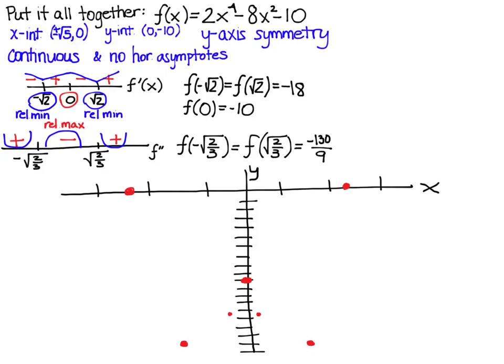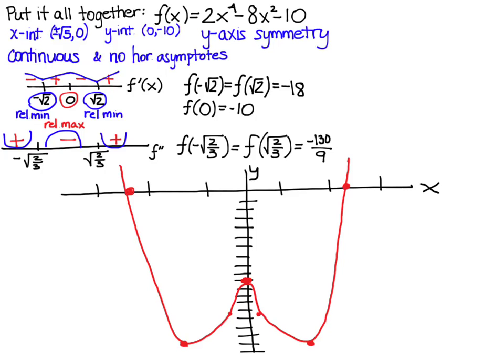Now I just have to connect the dots in a way that satisfies my y-axis symmetry, no horizontal asymptotes, and the increase and decrease and concavity. When we do this, we see that the function needs to be decreasing until we get to the relative min. Then it's going to increase until we get to the relative max. Then it decreases again to the relative min, and then it increases forever. Furthermore, we see that the function is smiling until we get to negative square root of 2/3. Then it frowns until we get to positive square root of 2/3. And then it smiles again forever.